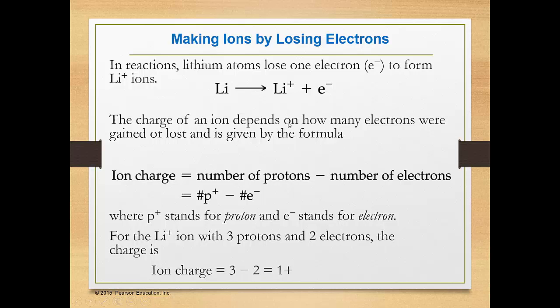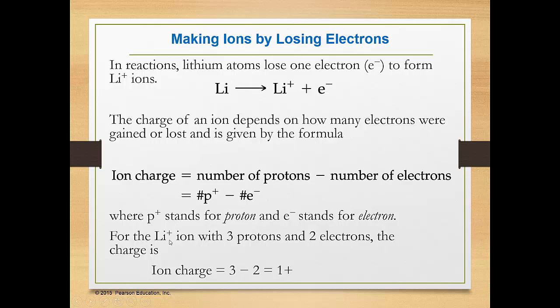The charge of an ion is going to depend on how many electrons were gained or lost, and there's a formula that we can follow for that. The ionic charge will always be the number of protons that you have in the element minus the number of electrons that you have. This is after electrons have been gained or lost, after the electrons have shifted. So this is the symbol for a proton, p with a superscript of a plus. This is the electron, we already mentioned that one.